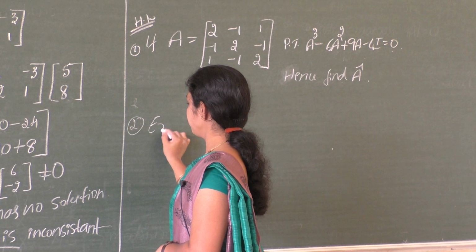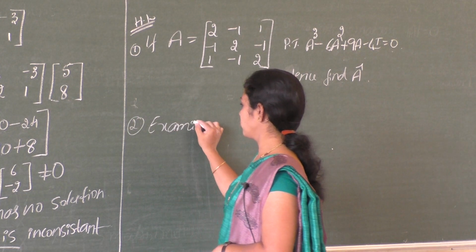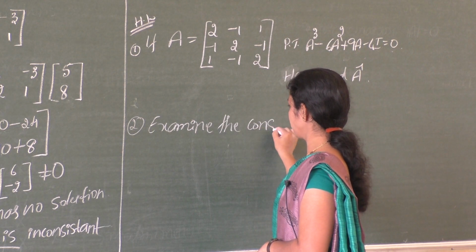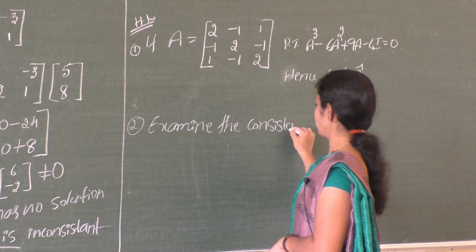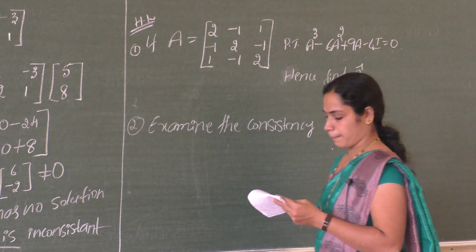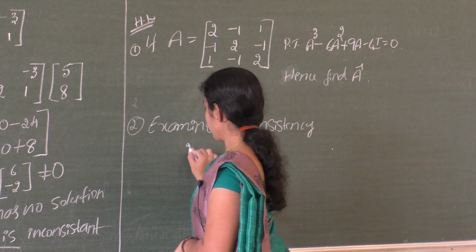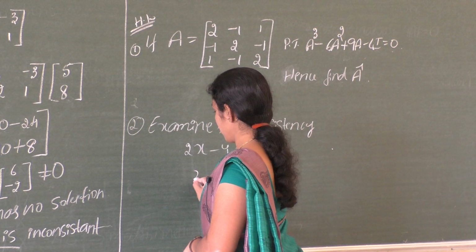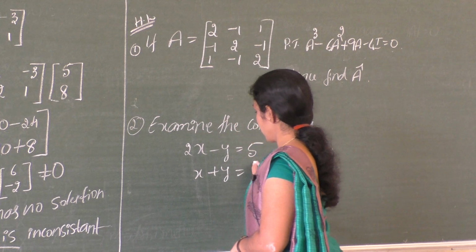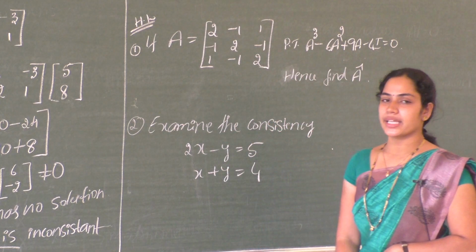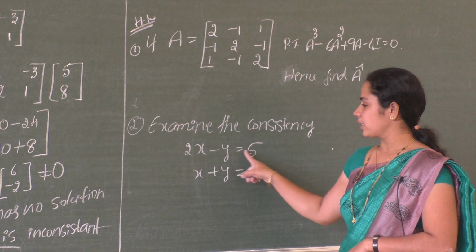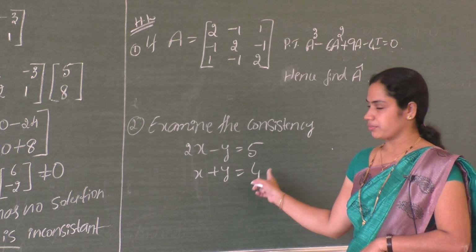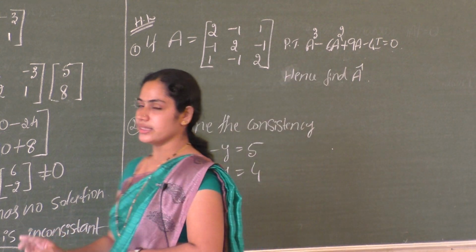One more. Examine the consistency: 2x minus y equal to 5, x plus y equal to 4. Okay. Try this. Thank you.